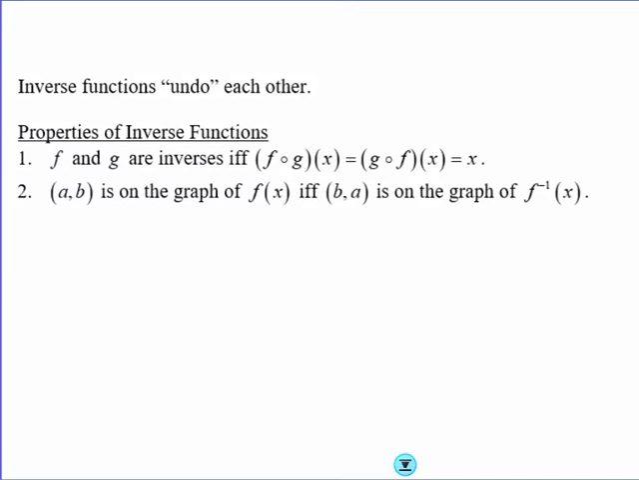First, a reminder, inverse functions are functions that undo each other. Couple properties of inverses that you should remember from Algebra 2. f and g are inverses if and only if f of g of x equals g of f of x, which equals x. And the point (a, b) is on the graph of f of x if and only if the point (b, a) is on the graph of f inverse of x. This is the notation that we will be using for inverse functions, and it is read f inverse of x.